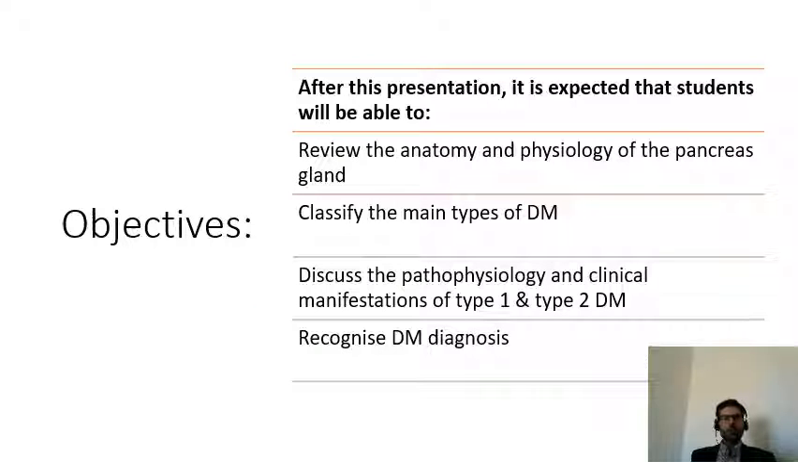The main objectives of this presentation: it is expected that students will be able to, number one, review the anatomy and physiology of the pancreatic gland; number two, classify the main types of diabetes mellitus; discuss the pathophysiology and clinical manifestations of type 1 and type 2 diabetes mellitus; and finally, recognize diabetes mellitus diagnosis.